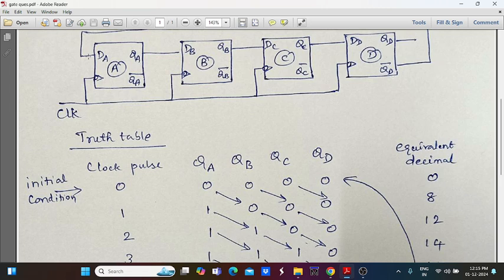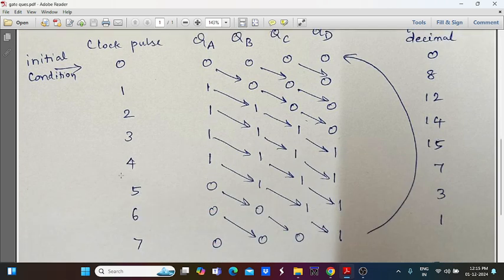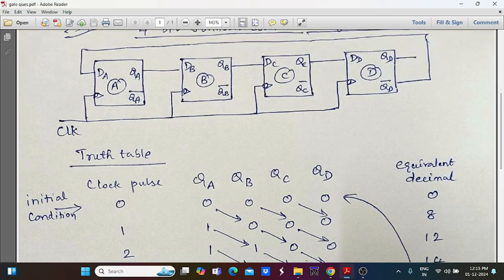It gives to the DA, and in this case the fourth clock pulse is applied here. QA value is equal to 1, QB also 1, QC also 1, QD also 1, because of shifting of one bit of data from one state to another state. So now what happened? This QD value becomes 1. So here the QD value is equal to 1. The invert of this, QD bar, is equal to 0. Now it is applied to DA.